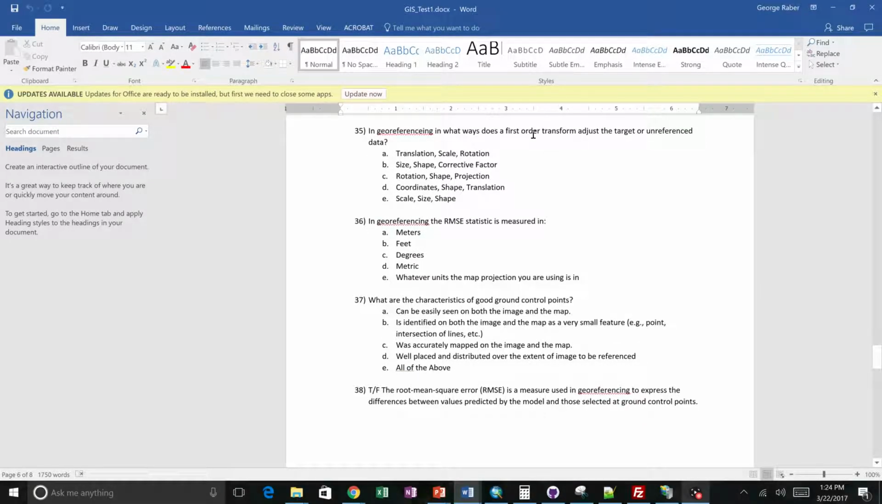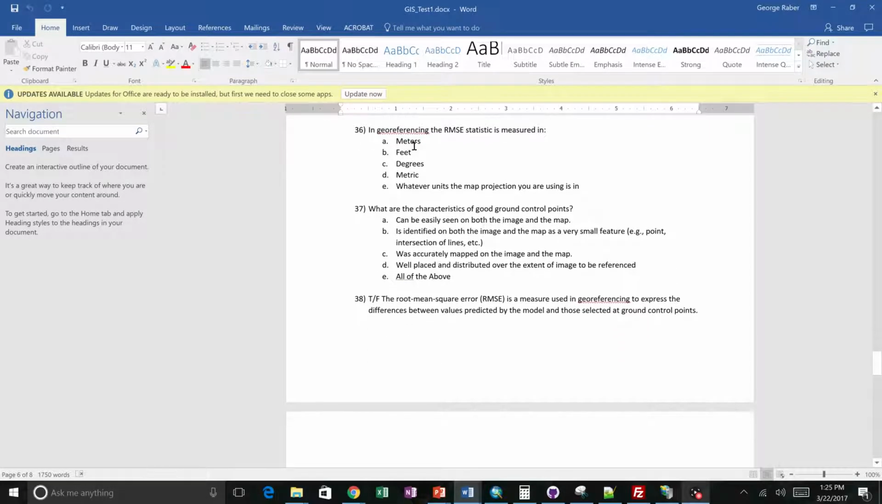In georeferencing, in what ways does first-order transform adjust the target or unreferenced data? So this was also related to the digitizing and then georeferencing lab. The correct answer is A, translation, scale, and rotation. In other words, it rotates it, moves it, and stretches it to the proper position, but it doesn't distort the image at all in a first-order transform.